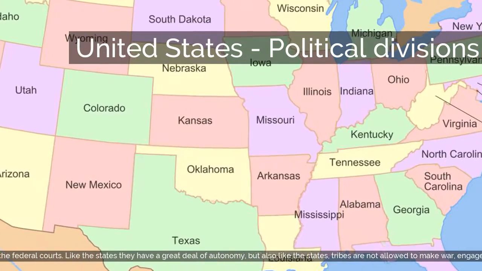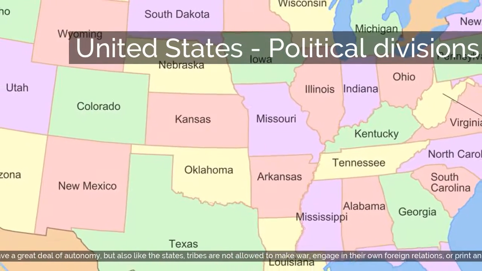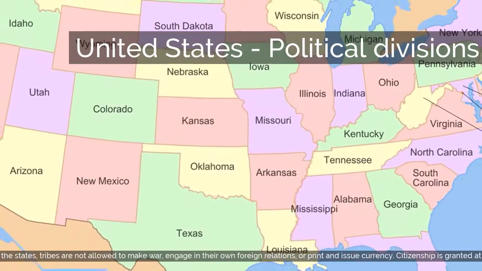Citizenship is granted at birth in all states, the District of Columbia, and all major U.S. territories except American Samoa.